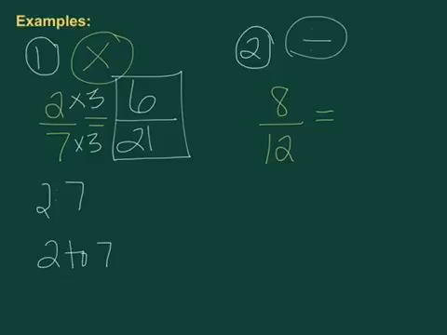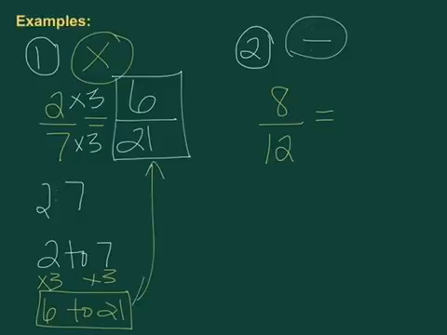If I used the traditional looking ratio of 2:7, I would just multiply by 3. Notice how I'm doing it on both sides, and I would get 6:21. And this would still be the same equivalent ratio for both. Let's take a look at our second example. I have 8/12, written in fraction form.